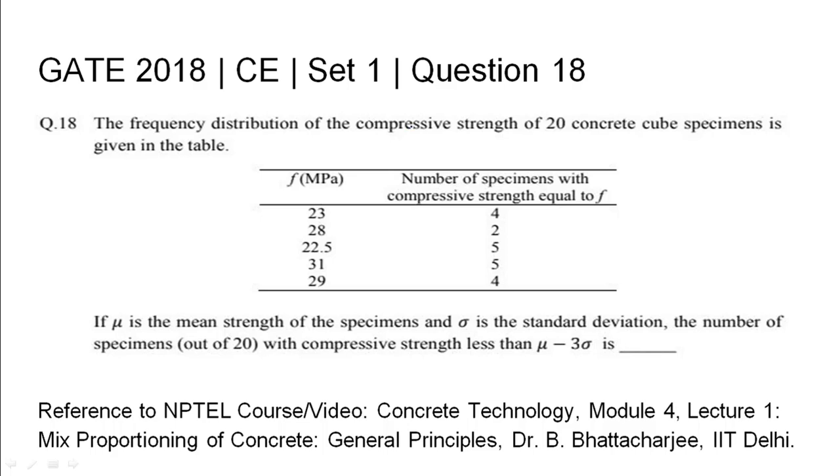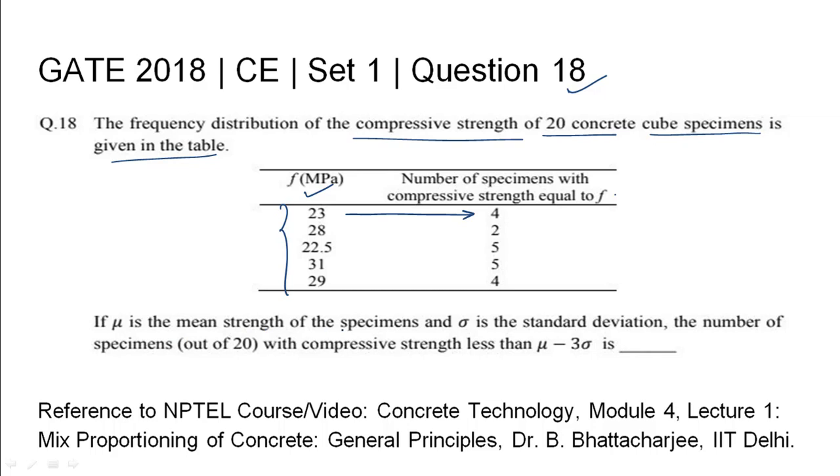GATE 2018 Civil Engineering Set 1 Question 18. The frequency distribution of the compressive strength of 20 concrete cube specimens is given in the table. So the compressive strength and the number of the cubes with compressive strength equal to that value has been given in the table. 5 such categories are given.